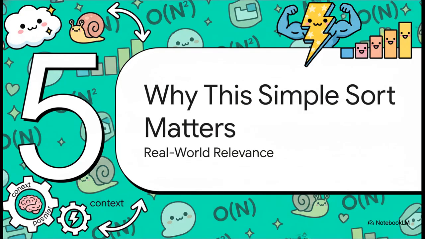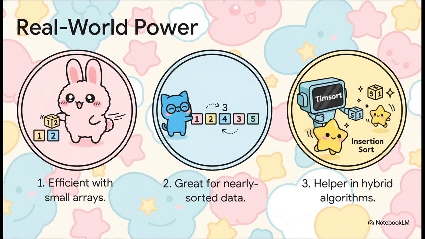Okay, so you might be thinking, if its worst case is so slow, why do we even bother with it? Why is this thing so important? Because in the right situations, this simple little algorithm isn't just easy, it's actually incredibly smart. This is where insertion sort becomes a secret weapon. For really small arrays, its simplicity means it has almost no overhead, making it one of the fastest options out there. And it's an absolute speed demon on lists that are already mostly sorted.